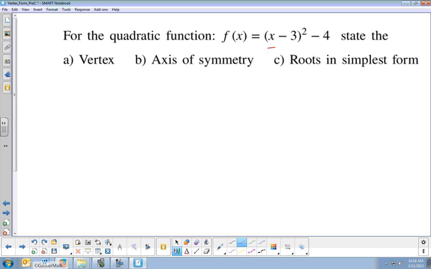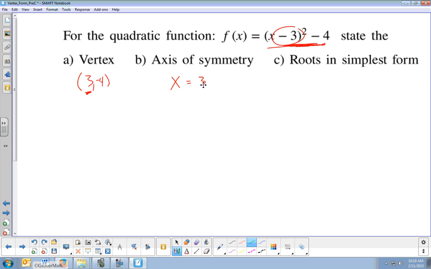Here's an example. This is in our vertex form already. The vertex would be positive 3, negative 4, right? The opposite sign of what's inside the parentheses, and then the proper sign here, meaning keep that sign as negative. Axis of symmetry is just x equals 3. Super easy. It's the opposite sign in here, or you can think of it as the number here. The most important thing is the x equals in front of it.